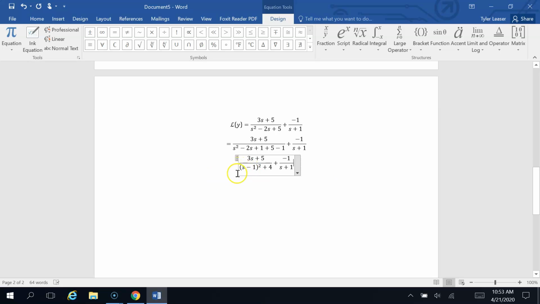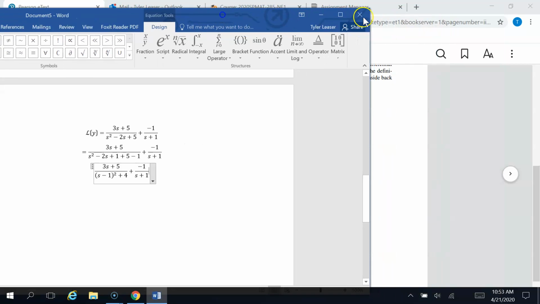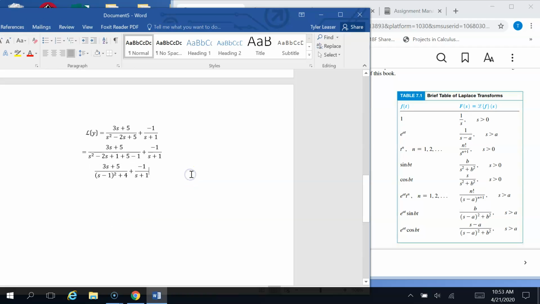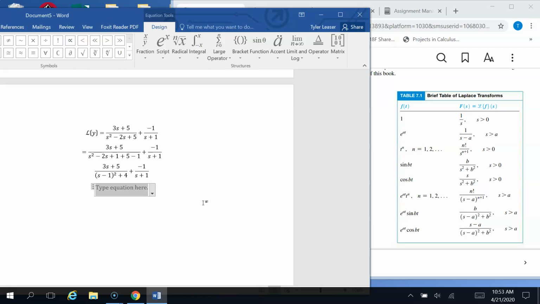We may need to split this up into two separate fractions to get this to work, with a 3s on top over this and then a 5 on top over this. Let's go ahead and head over to our table. In fact, let me get both of these on the same screen here. Yeah, so it's definitely looking like we're going to have to split this up because there is not a term that has an s plus anything in the numerator. We only have a constant up top on 1 and then an s minus something here on the bottom. So let's break it up. So breaking it up, and we want to get kind of clever about it.